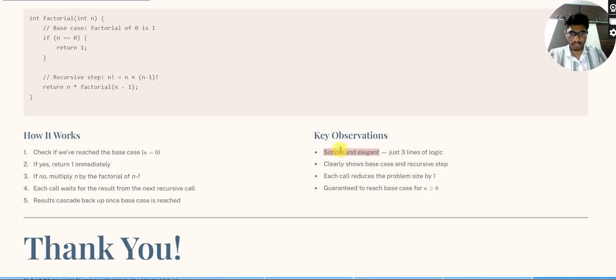Here are some key observations. Simple and elegant, it clearly shows the base case and recursive step in this function. Each call reduces the problem size by 1. It is guaranteed to reach the base case for n greater than or equal to 0. Here we took n greater than or equal to 0 because the factorial of negative numbers is not defined.